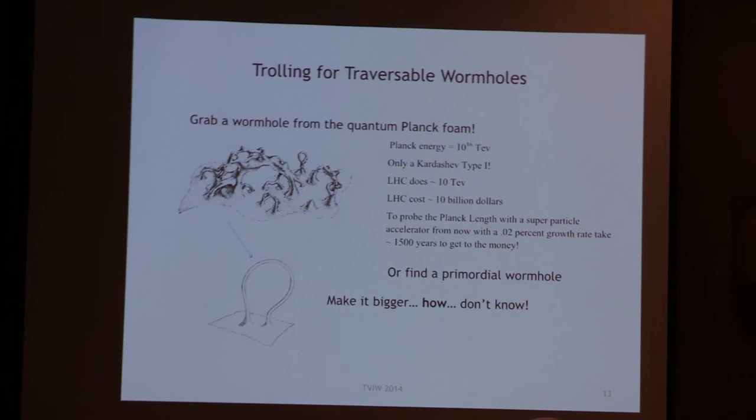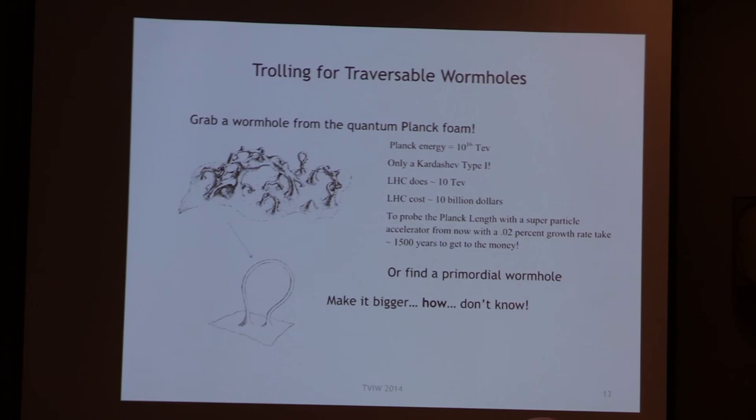I figured on a growth curve of about 10.02% per year that in 1,500 years you would have the money to build an LHC that could probe that length. How you grab a thing like that, I don't know. And the whole idea is to grab it, pull it out, and enlarge it. Another idea would be that you find a feral or leftover primordial wormhole from the Big Bang.